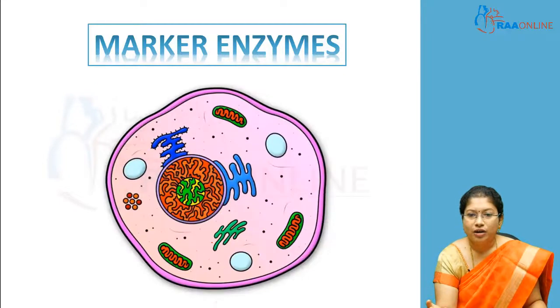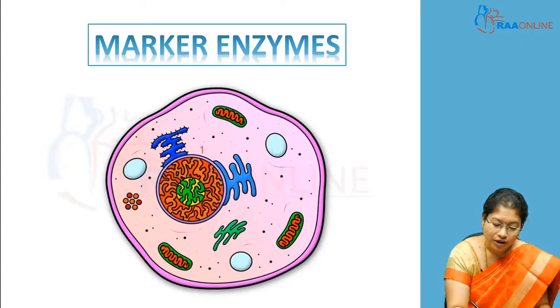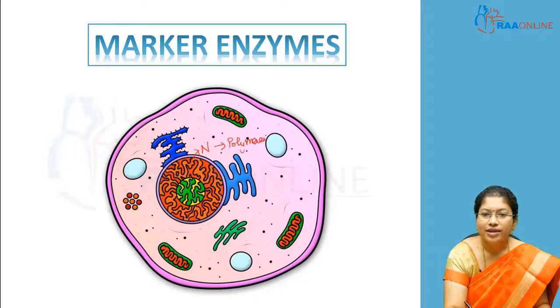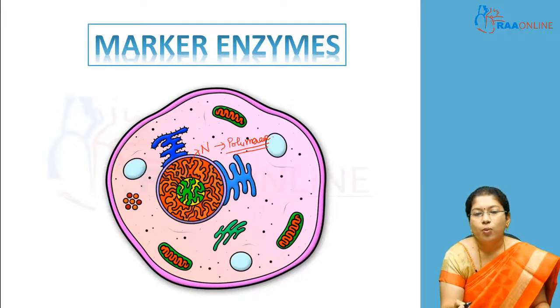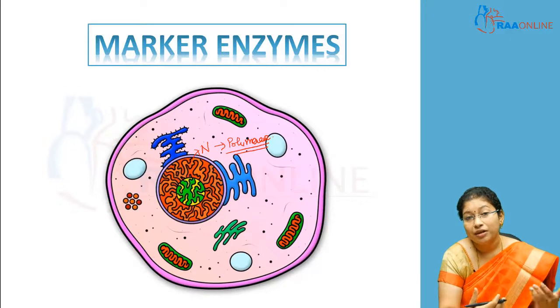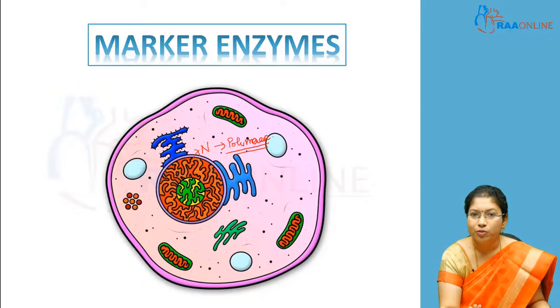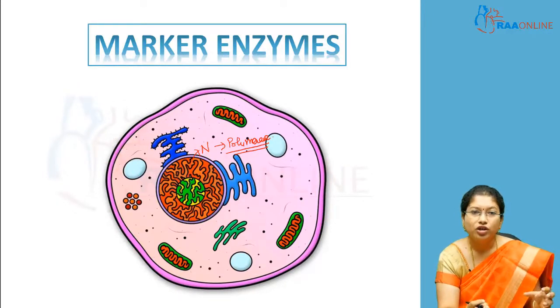For example, if this is the cell, this is the nucleus. So, this contains polymerase enzymes. Polymerase means it may be either DNA polymerase or RNA polymerase, because the nucleus function is helping in transcription and translation. So, these polymerases are present in the nucleus alone. They are specific to the nucleus, and so they are called marker enzymes for the nucleus.